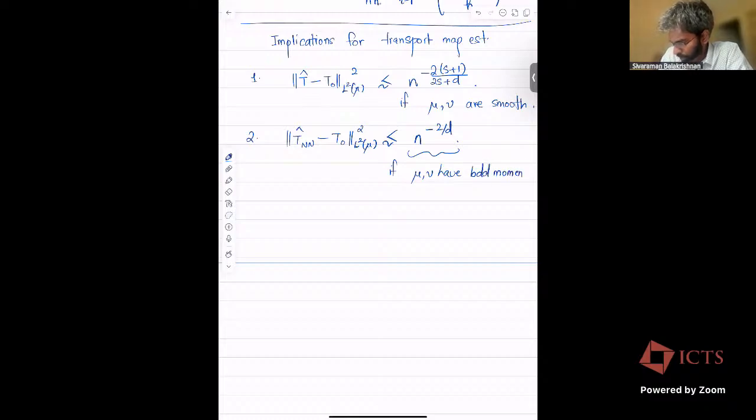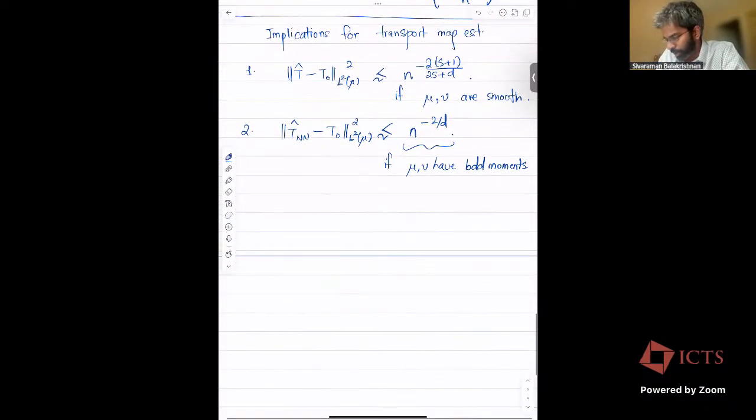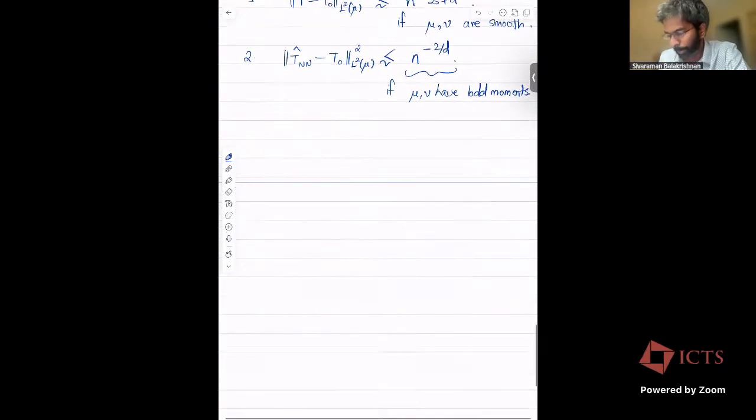Okay, so the takeaway here is just you can estimate the transport map at some rate, and it inherits this rate from the difficulty of Wasserstein density estimation. So under some very mild conditions, you can consistently estimate the density, and so you can also consistently estimate the transport map under those conditions.